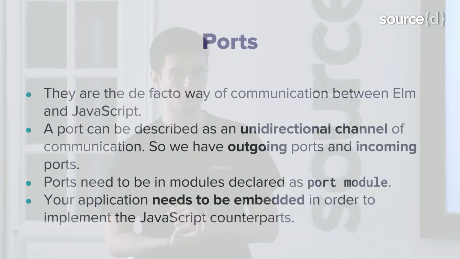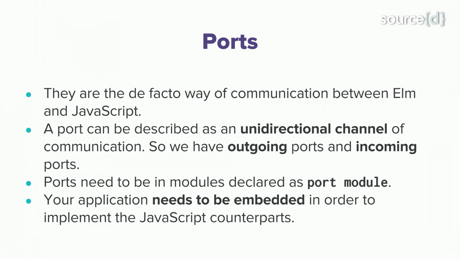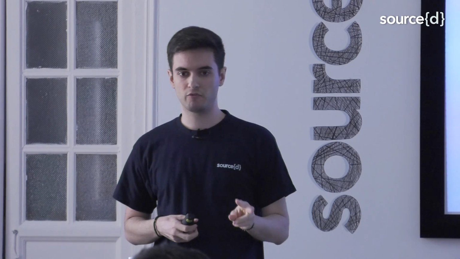Now we're going to go into ports, which is the de facto way of communicating Elm and JavaScript. We could describe a port like a one-directional channel of communication. But I said that ports are bidirectional. Because of that, we have two kinds of ports: incoming ports and outgoing ports. And all ports need to be declared in a port module.